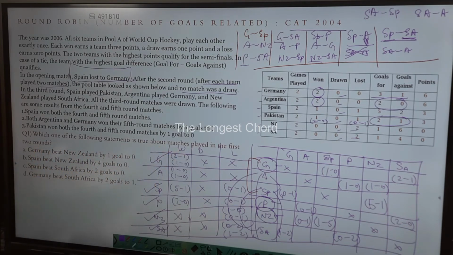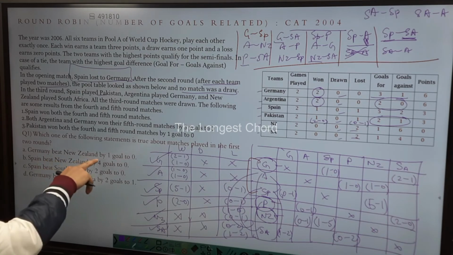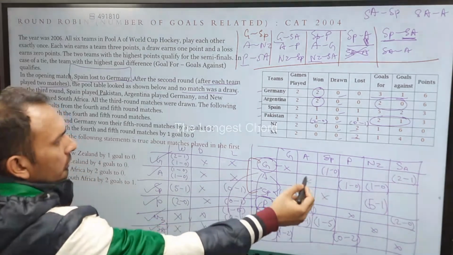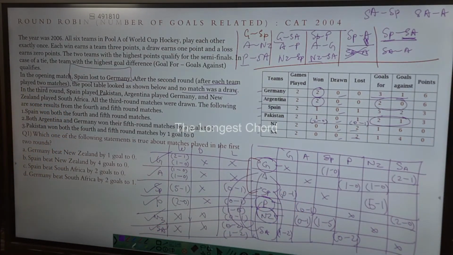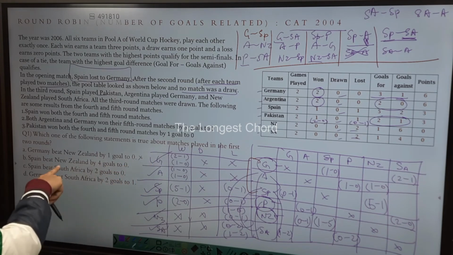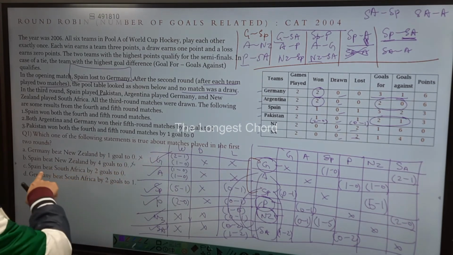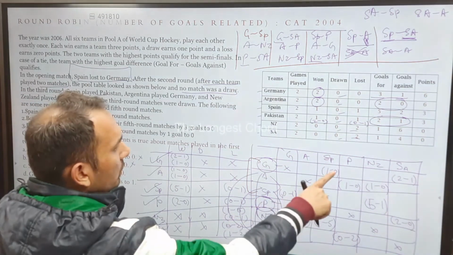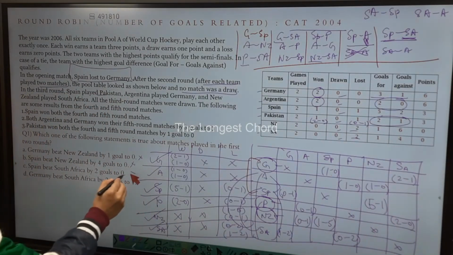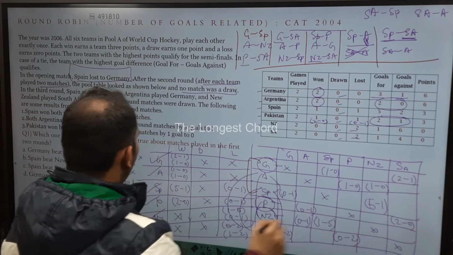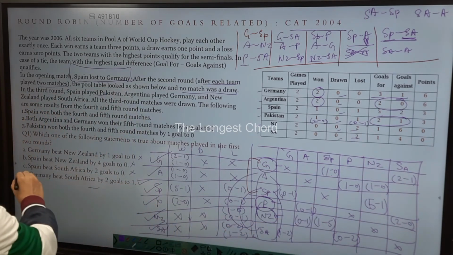So we talk about the first statement. Germany beat New Zealand 1-0. That is not true actually. And Spain beat New Zealand 4-0. That is also not true. Spain beat South Africa 2-0. That is also not true. Germany beat South Africa by 2-1. This is true. So we can say D option is true.